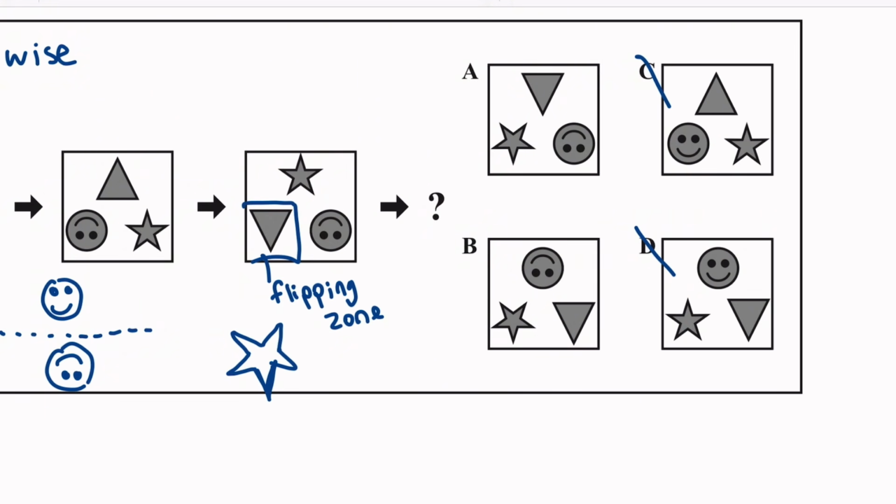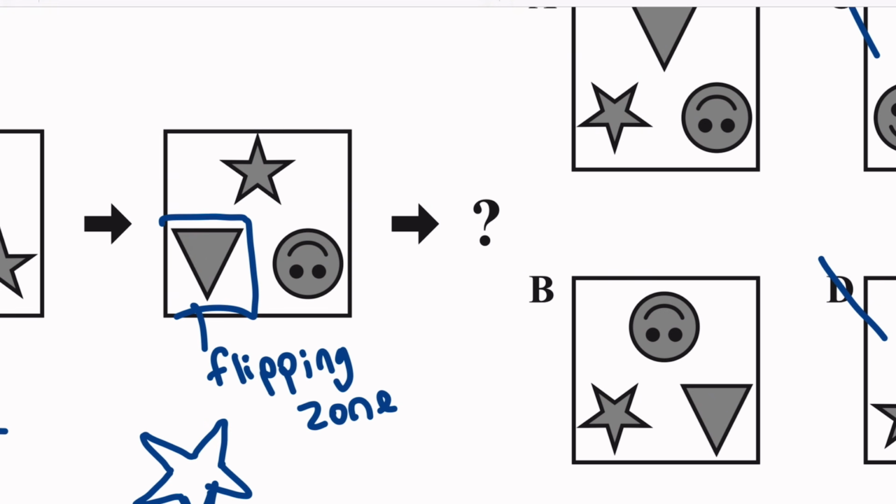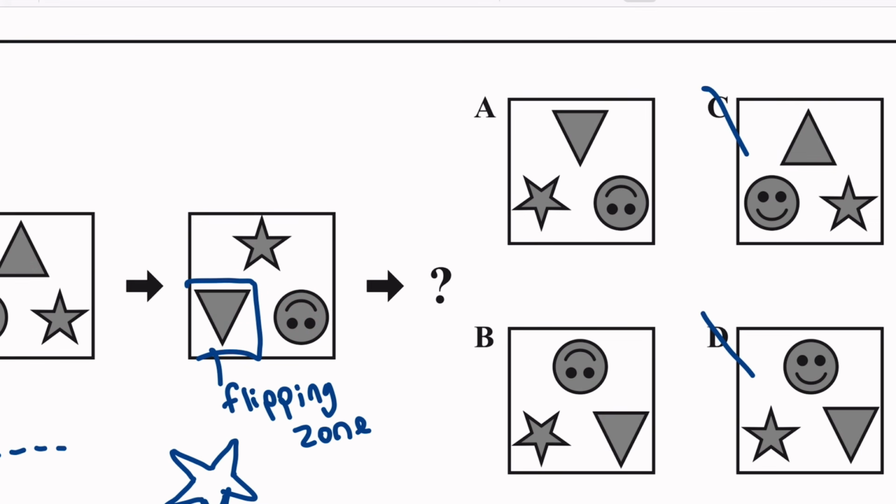Okay. What else happens? Well, the triangle just moves to the right. The triangle should now be in this position. Which one has that, A or B? B, because B has the triangle in that position. They've incorrectly swapped around the shapes here. It should be in this order. So B is our answer.